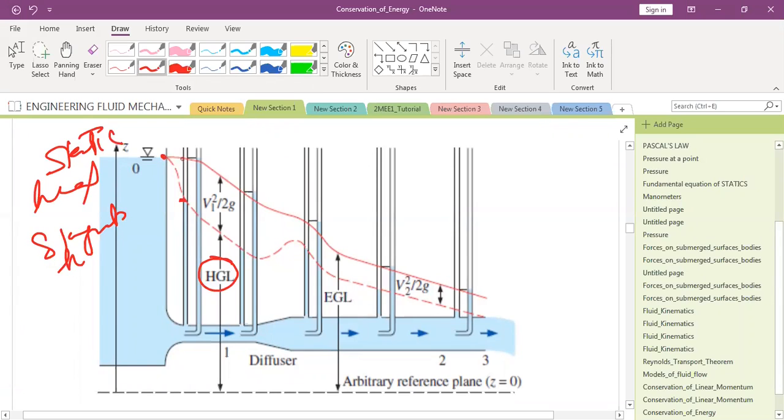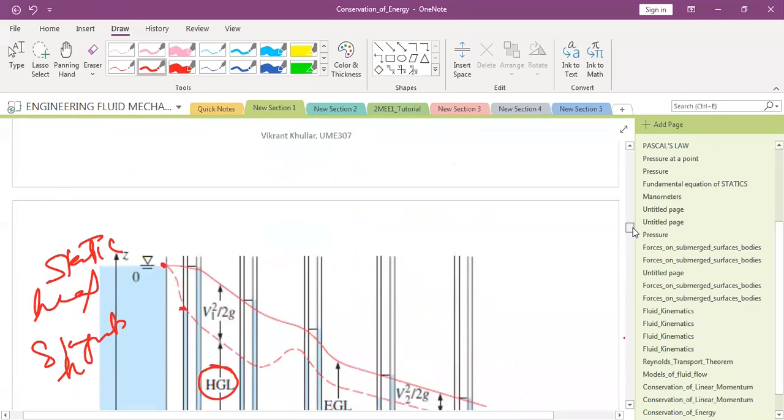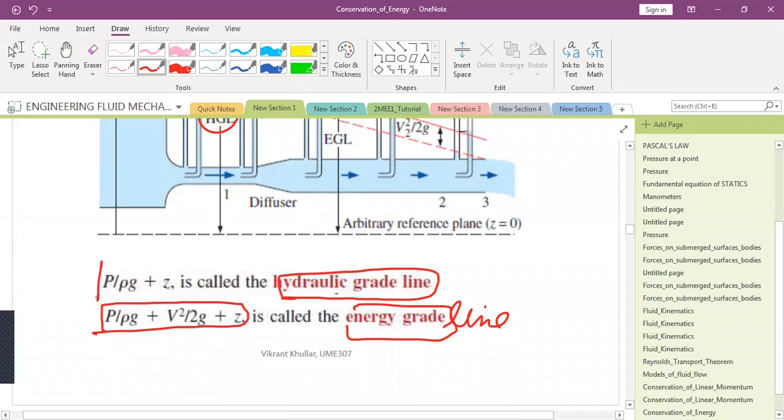तभी ये दोनों लाइंस मीट कर रही हैं यहां पे. So this solid line represents EGL, that is energy grade line. That is the total head that includes all the three. This is energy grade line. If you don't include the dynamic part, then it is called the hydraulic grade line.